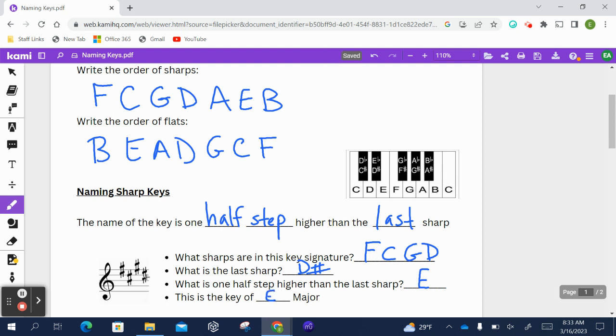The last sharp is D sharp. One half step higher than D sharp is E. That makes this the key of E major. And when I talk about communicating with other musicians, you can see how it would be much easier to say, we are playing in the key of E major, instead of saying we're playing in the key signature that has F sharps, C sharps, G sharps, and D sharps.